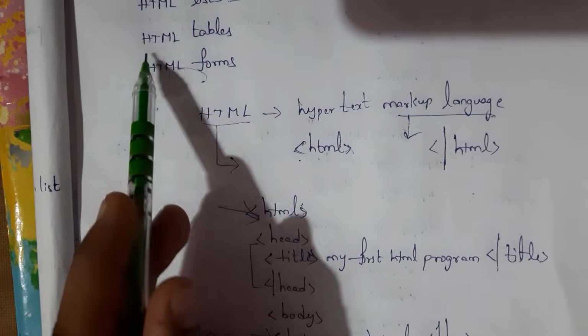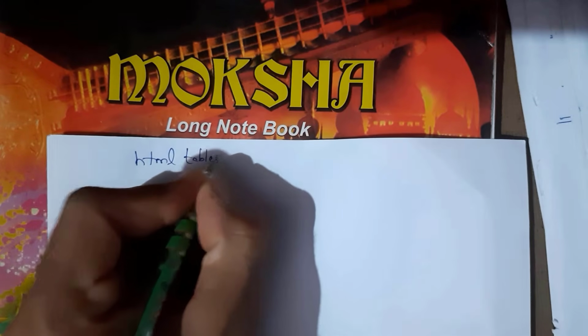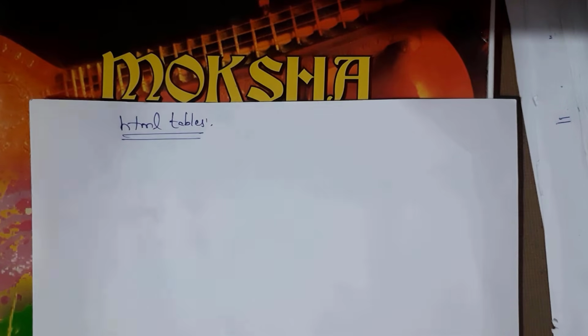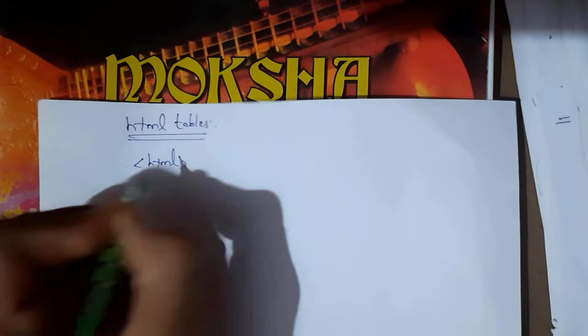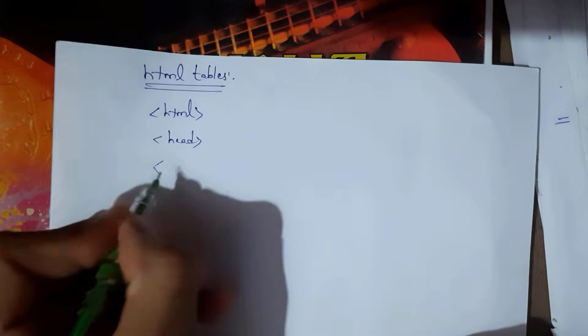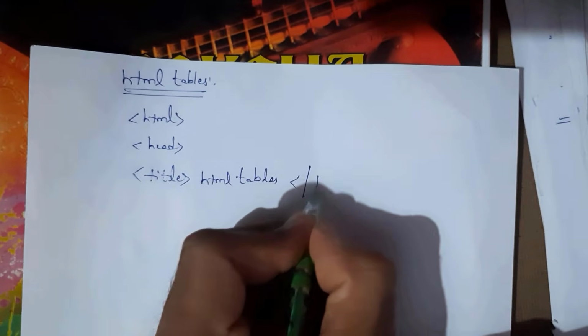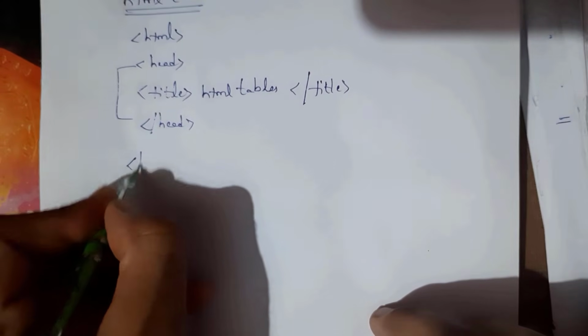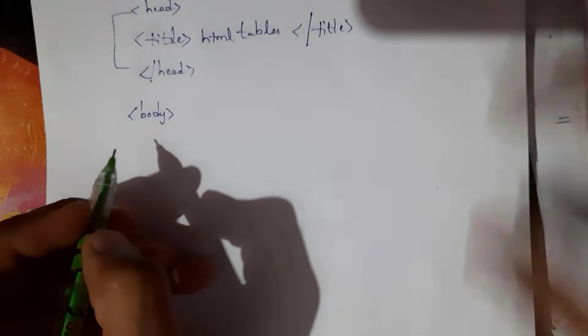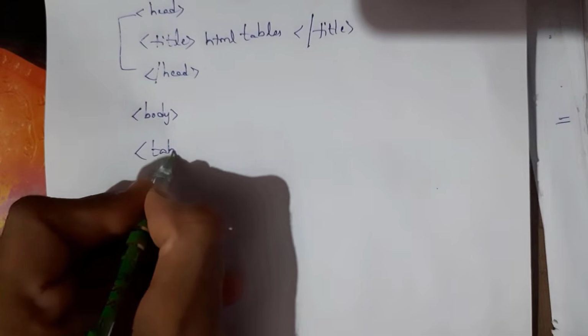Next topic is HTML tables. I am going to write a program for HTML tables. In order to display data in the form of tables, we need to use the table tag. I'm going to write HTML here and insert this head, with the title as HTML tables. Close this title, close this head. Open the body tag. As I said before, in order to create HTML tables, we need to use the table tag.